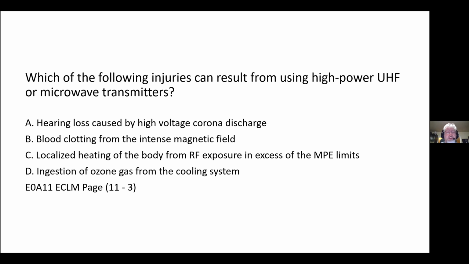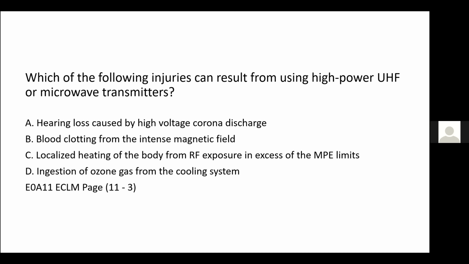Which of the following injuries can result from using high power UHF or microwave transmitters? A, hearing loss caused by high voltage corona discharge. B, blood clotting from the intense magnetic field. C, localized heating of the body from RF exposure in excess of the MPE limits. Or D, the ingestion of ozone gas from the cooling system.